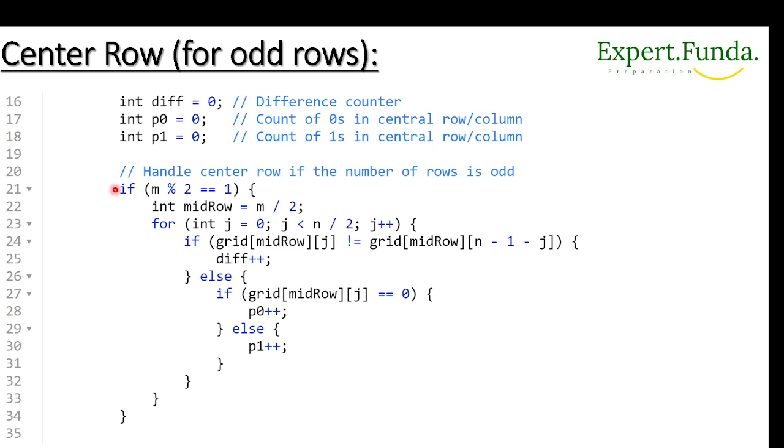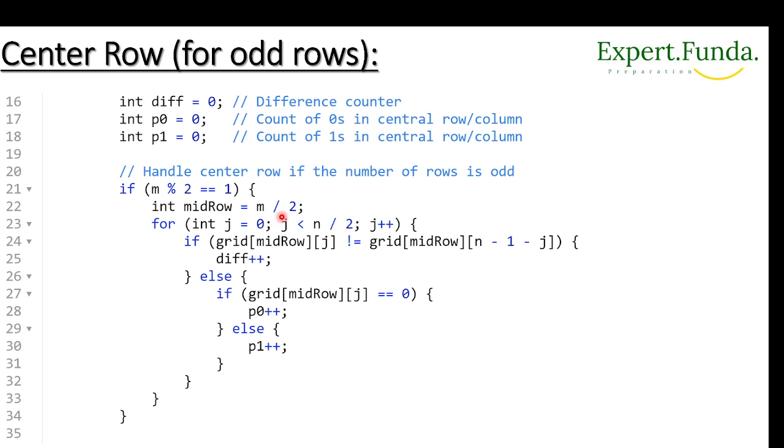And to handle that, we will check m divided by 2 equal to 1, which means we have to handle the row if the number of rows is odd, right? So if the number of rows is odd, we will divide by 2 and it will definitely become 1, right? So it means your row is odd. Then we will find the mid row, right?